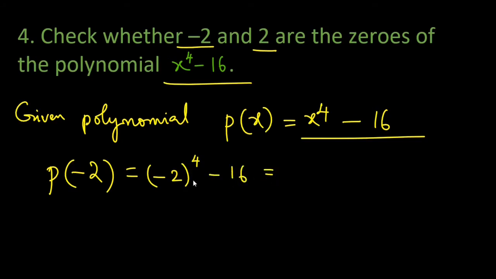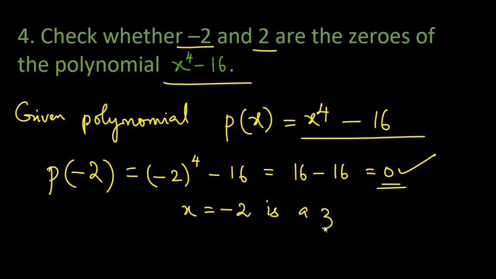This is equal to minus 2 whole power 4. So minus into minus is plus. Then 4 times means we get positive value. 2 power 4 is 16. 16 minus 16, it is 0. So we have got the value of the polynomial as 0. So x is equal to minus 2 is a 0 of p of x.